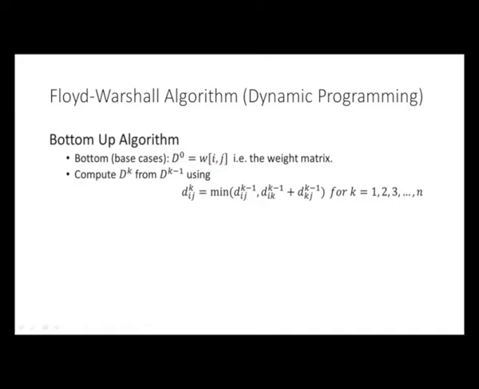Now, we will compute D k from D k minus 1. At the current stage, we have D of 0, and we will use this D of 0 to build D of 1. Then we will use this D of 1 to build D of 2, and so on till we reach D of n. That is where our final solution will be. But how do we construct this matrix?